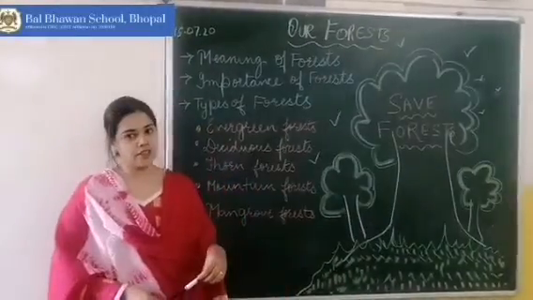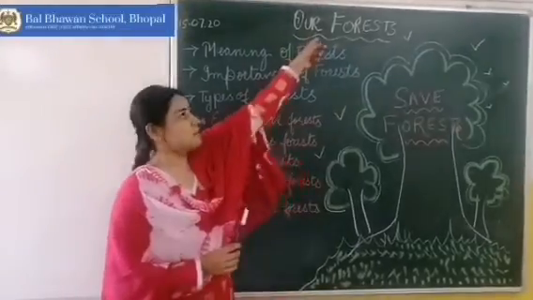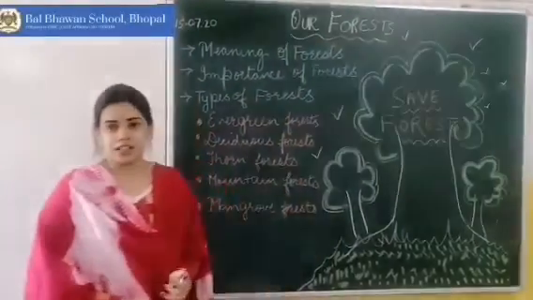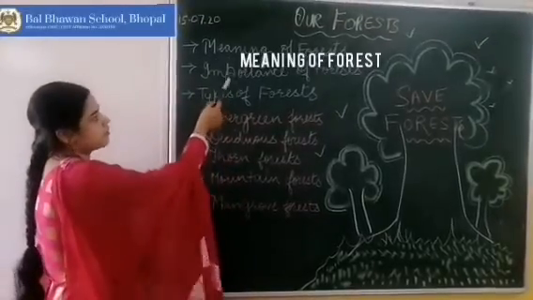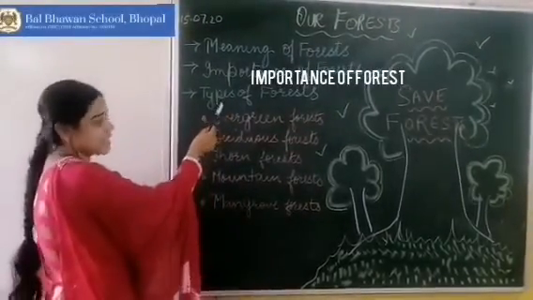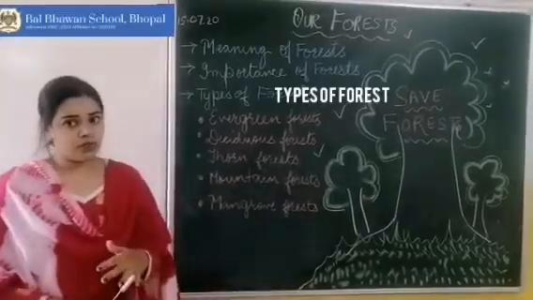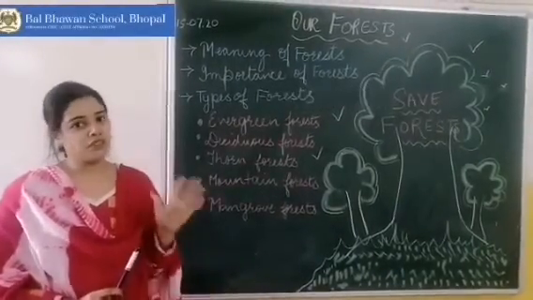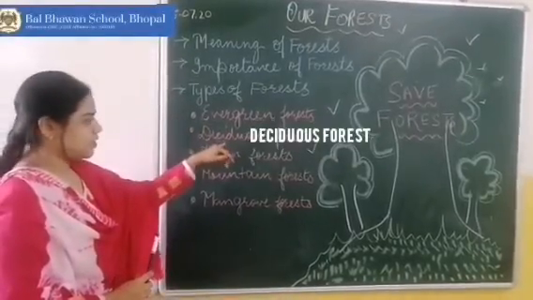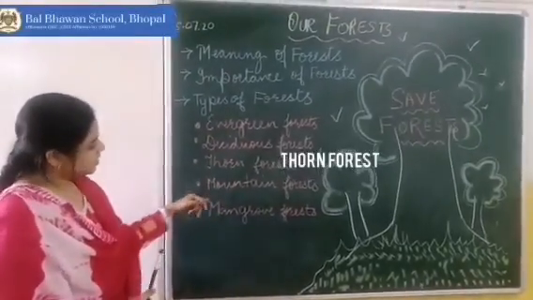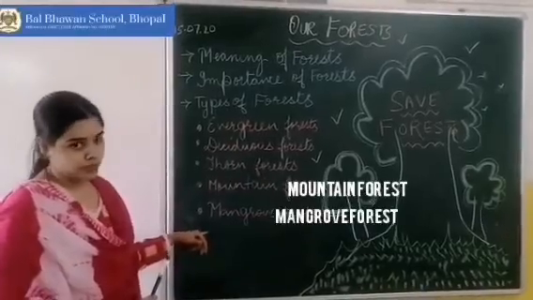Today we are going to continue with the next topic of the chapter, our forests. Till now in this chapter we have studied about meaning of forest, importance of forest, types of forest. Under types of forest you have studied there are 5 different types of forest and they are evergreen forest, deciduous forest, thorn forest, mountain forest and mangrove forest.